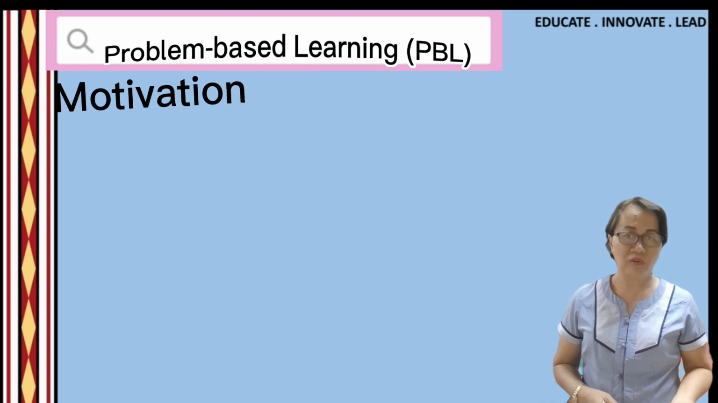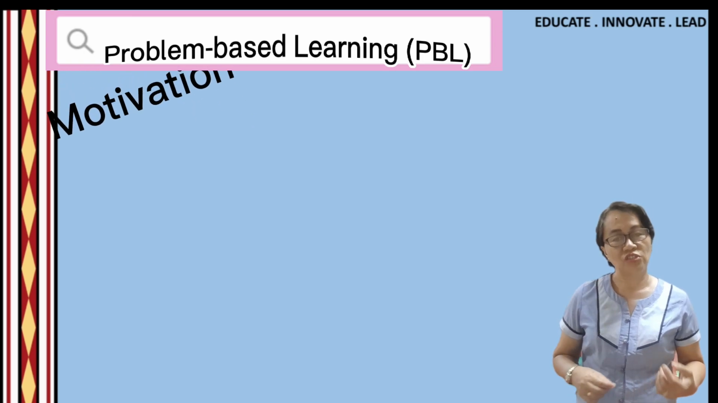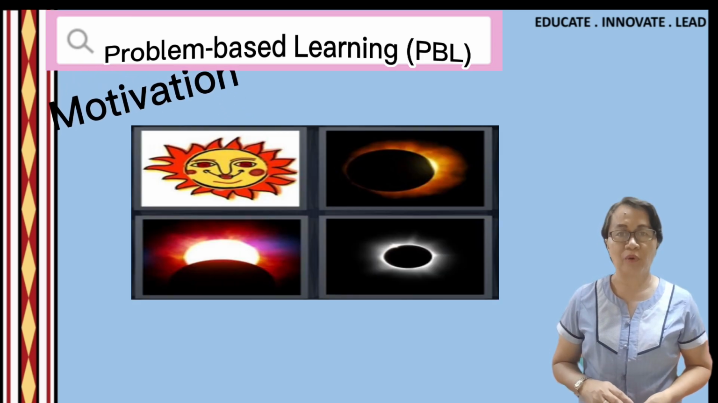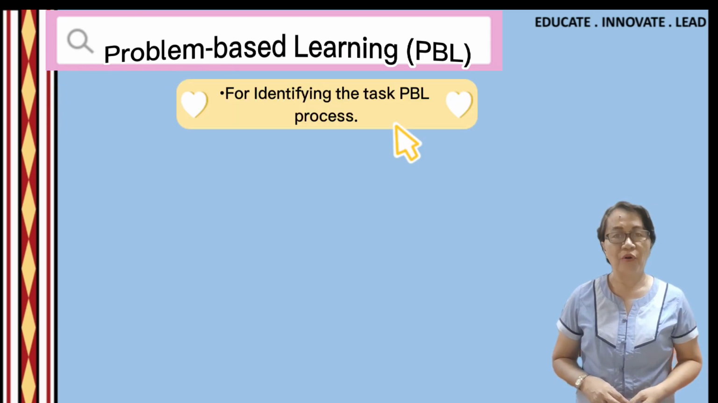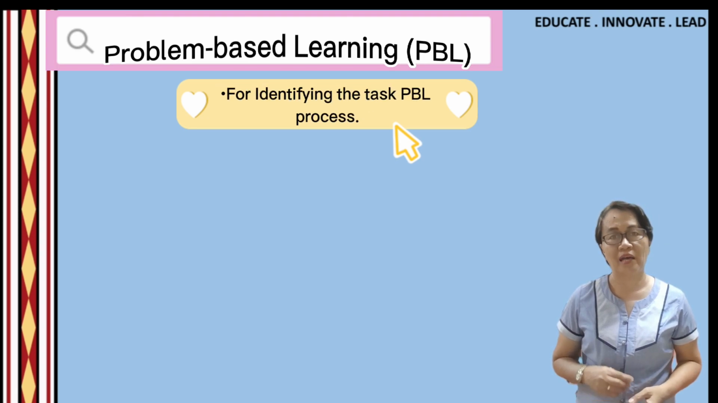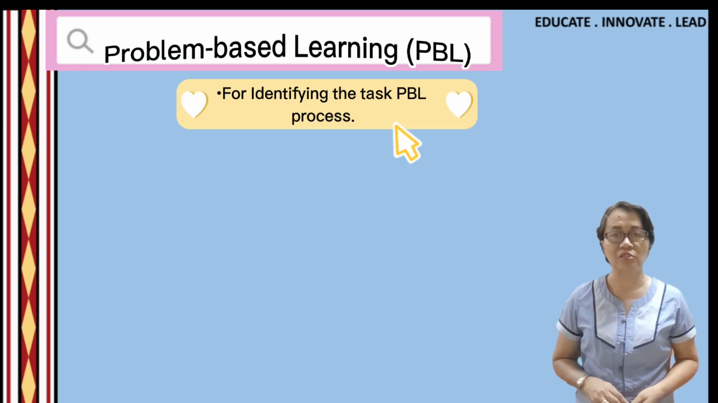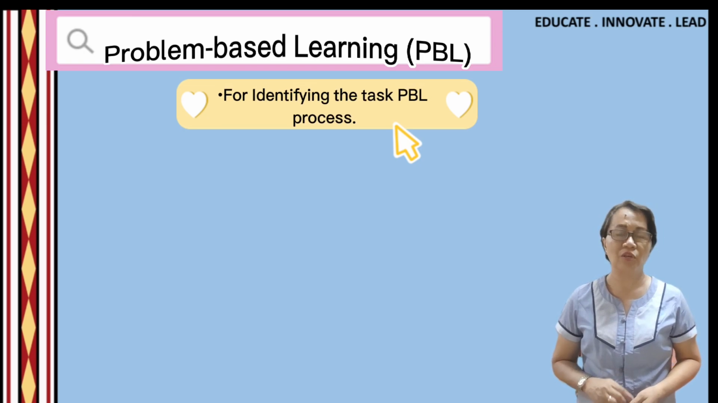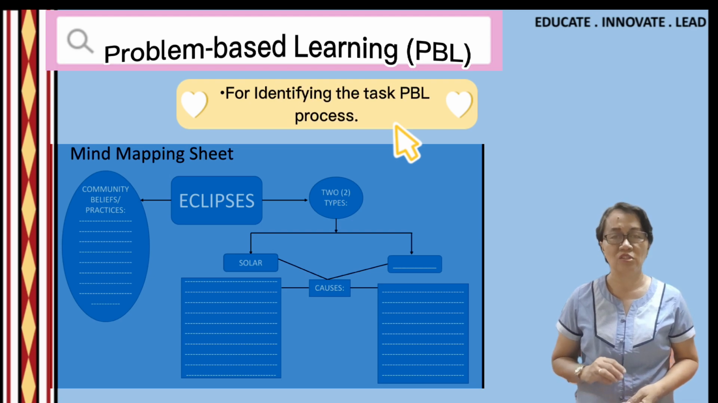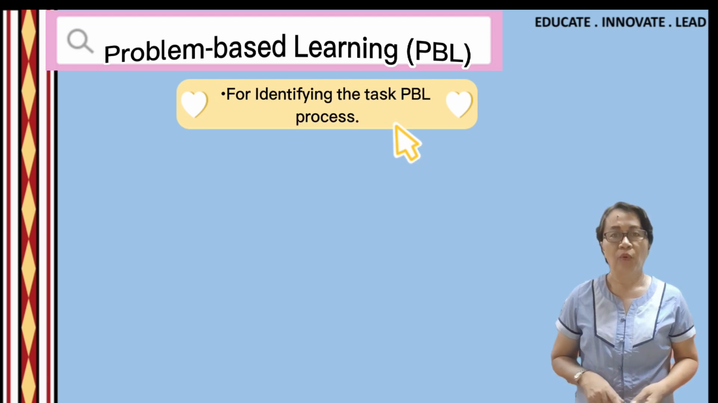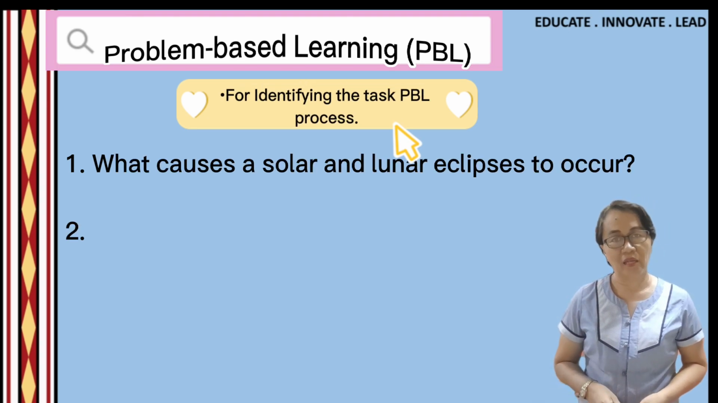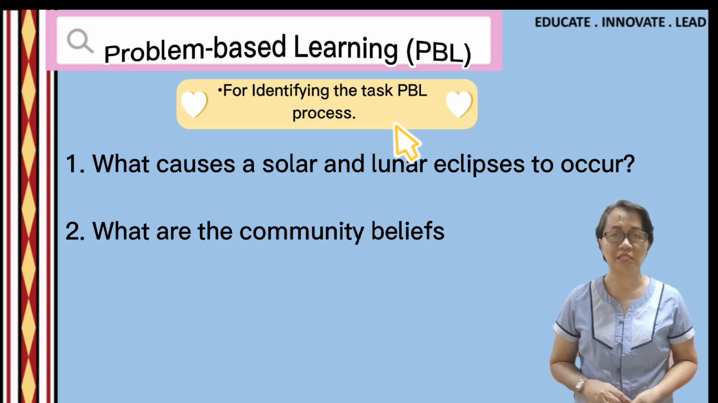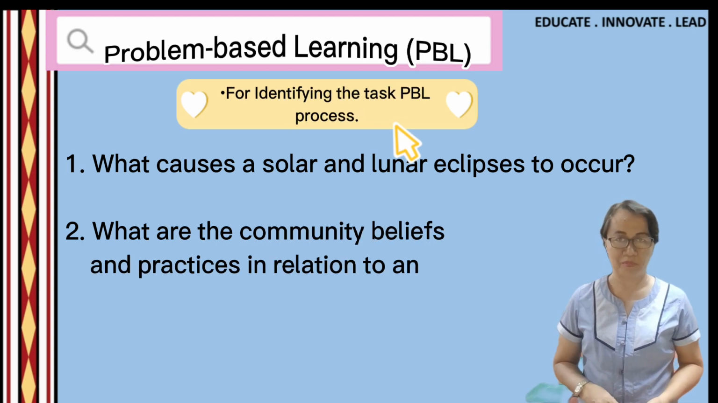For the motivation phase of the lesson, the teacher will show 4 Pics 1 Word to let the students guess the lesson for the day. For the identifying the task of the PBL process, the learners will answer the following questions based on their acquired previous knowledge using the mind mapping sheet. First question, what causes a solar and lunar eclipse to occur? Second, what are the community beliefs and practices in relation to an eclipse?